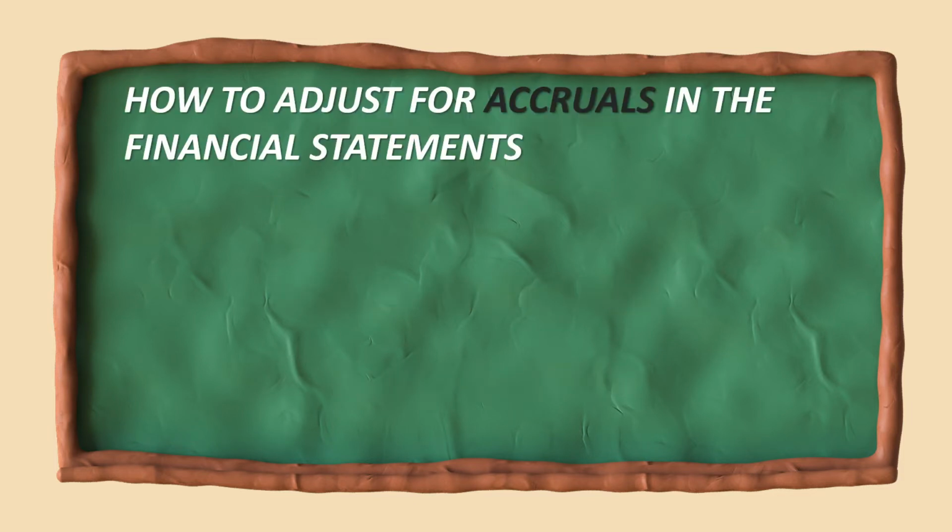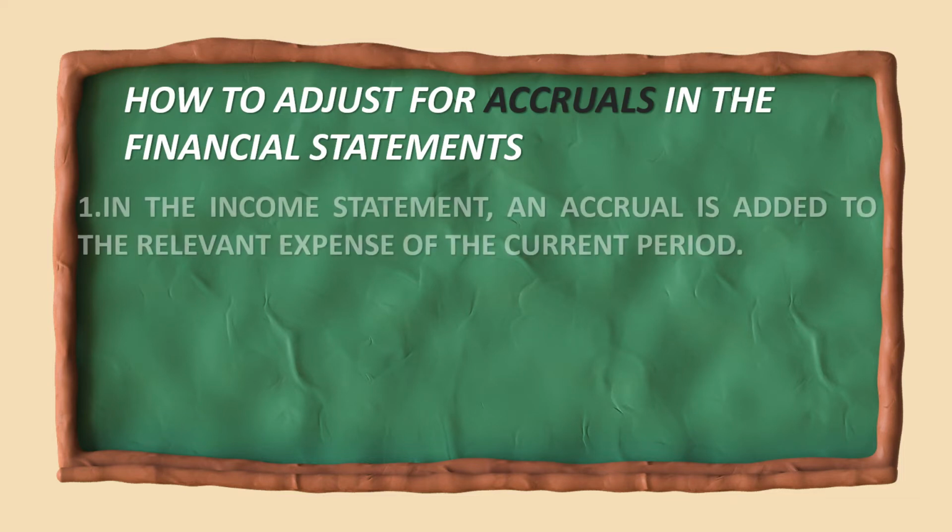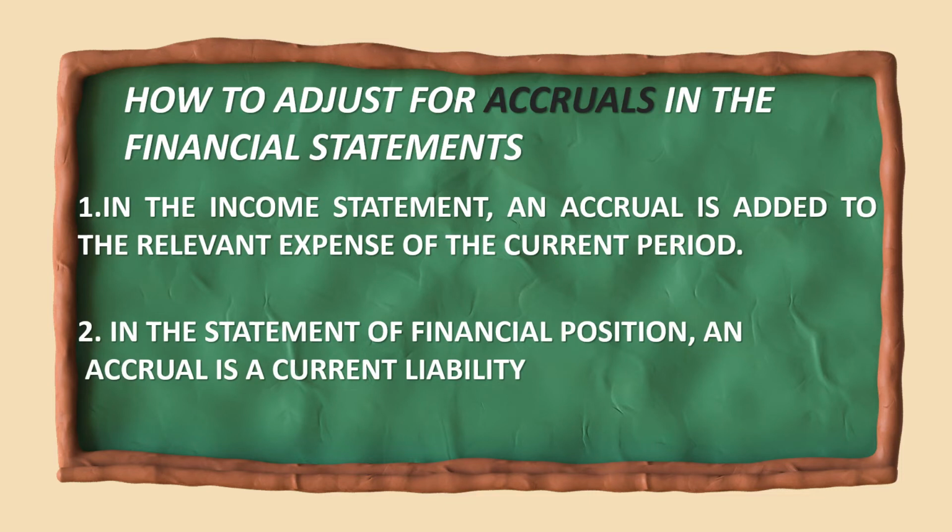This is how to adjust for accruals in the financial statements. In the income statement, an accrual is added to the relevant expense of the current period. In the statement of financial position, an accrual is a current liability.